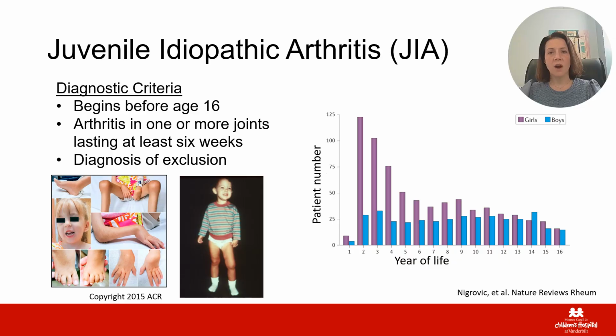On the right is a graph with patient number on the y-axis and age at diagnosis on the x-axis. Girls are the purple bars and boys are the blue bars. You can see that there is a peak age of onset before 5 years old. In diseases with an early age of onset like JIA, it's suggested there's a higher genetic contribution to disease.